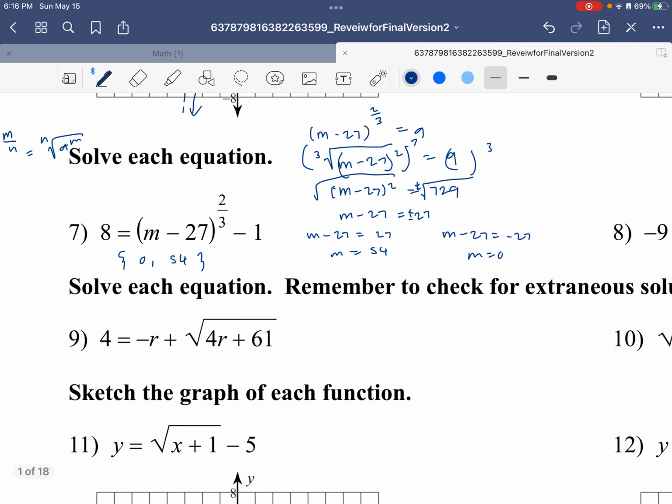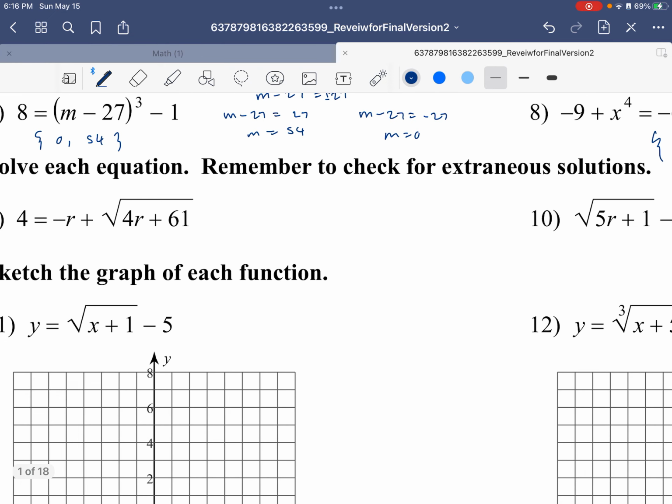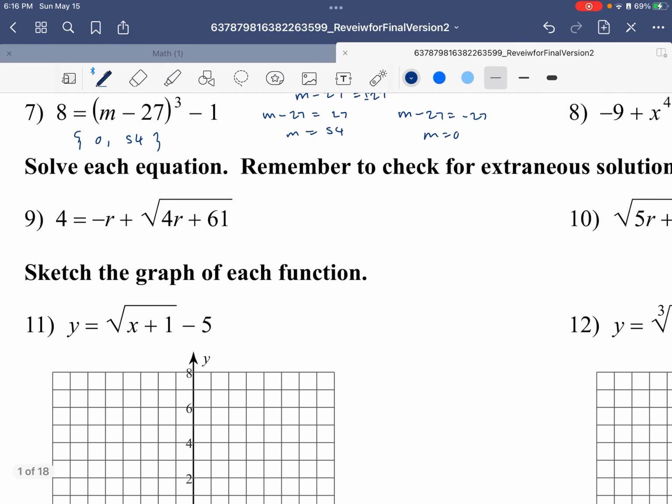Okay, so next we have, what are these called? Solving radical equations, I believe. So what I'm going to do first to solve is move r to the left side. So I have 4 plus r equals the square root of 4r plus 61. And we're going to want to square both sides to get rid of the square root over here.